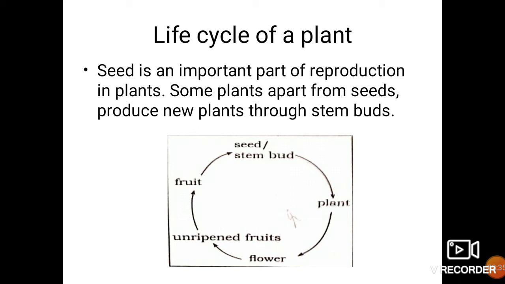The seed will develop into a plant and later we get the flower, and after that we get fruit from the flower. In the fruit we observe the seeds. So again if we plant the seed, the plant grows. So this process repeats.